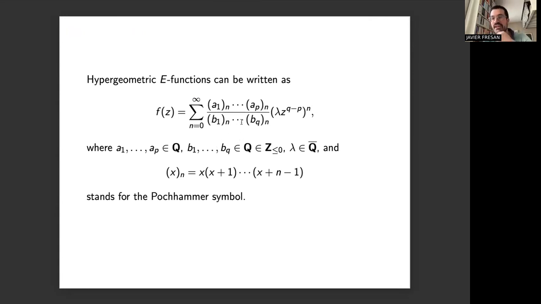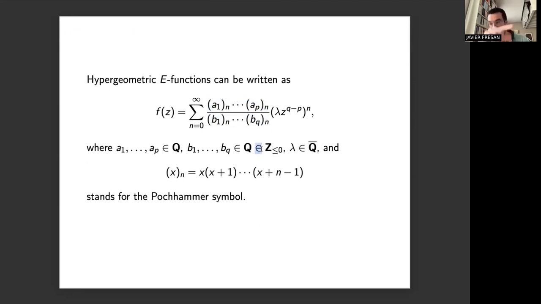I was saying that you can explicitly write down a formula. And you get quotients of Pochhammer symbols, which is a generalization of the factorial. So you do x times x plus 1 up to x plus n minus 1. So if you do the Pochhammer of 1, you get n factorial. And there are p rational numbers upstairs, q rational numbers downstairs.